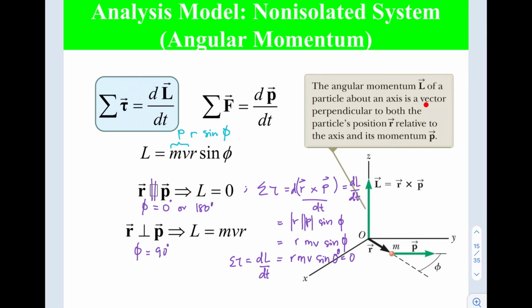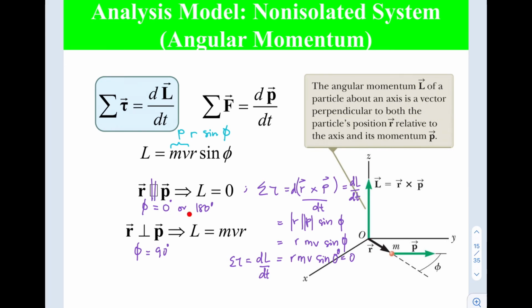Okay, let's take a look at this diagram. The angular momentum L of a particle about an axis is a vector perpendicular to both the particle's position R relative to the axis, and its momentum P. So both of these vectors contribute to the amount of L here. L is actually a cross product between R and P.